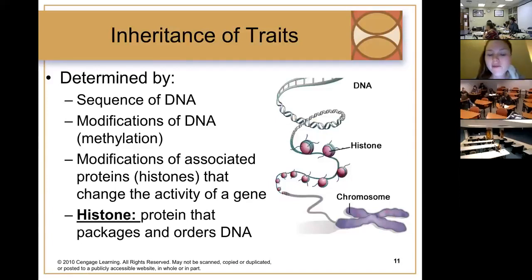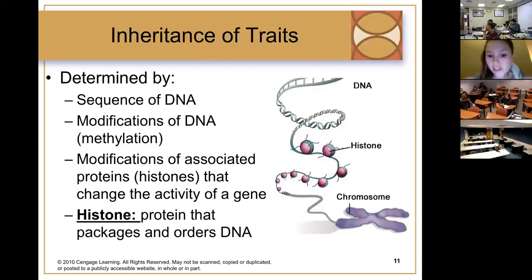Another thing that can influence how genes are inherited is modifications of DNA, which I'll talk about more specifically in a little bit. Basically the DNA can be modified by the addition of other molecules or other carbon groups. Methylation is just one example. There can also be modifications of associated proteins or histones that can change the activity of a gene. A histone is basically just a protein that packages and orders DNA.